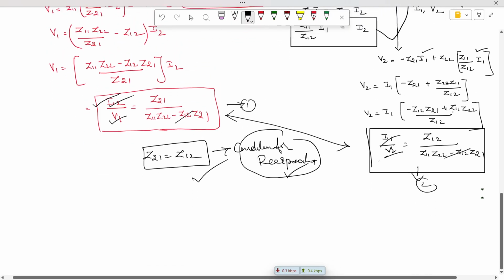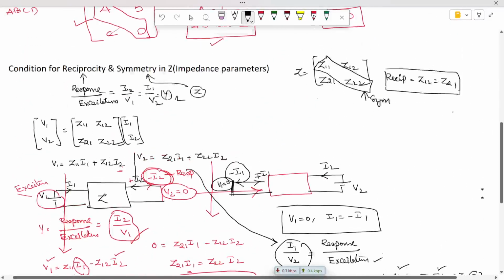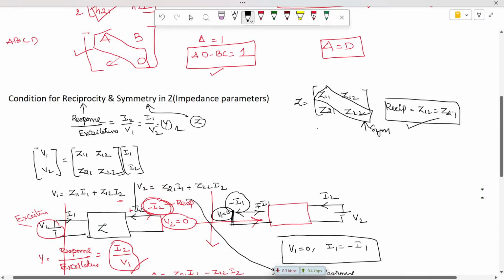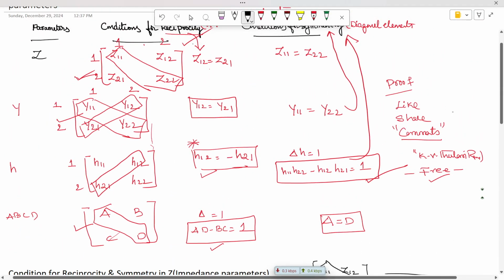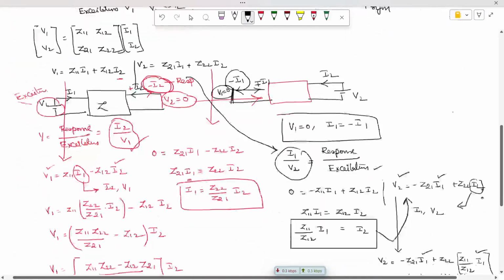Now, hope you got the first condition as I already discussed. The condition for reciprocity is Z12 equal to Z21, which we have successfully obtained. So you can see here the off-diagonal elements are Z12 equal to Z21. We'll proceed in the next video.